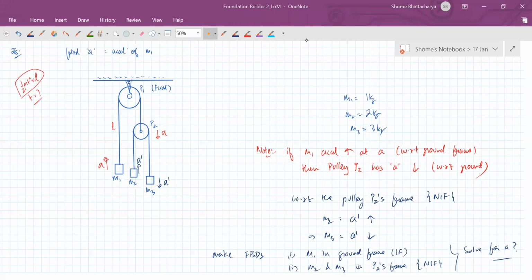Harsh, hope you understood the question now, how we have to solve this. Okay. So just note this down and start making the free body diagrams. I'll make the FBDs in a minute or so. Just try to make the FBDs yourself without making a mistake first.